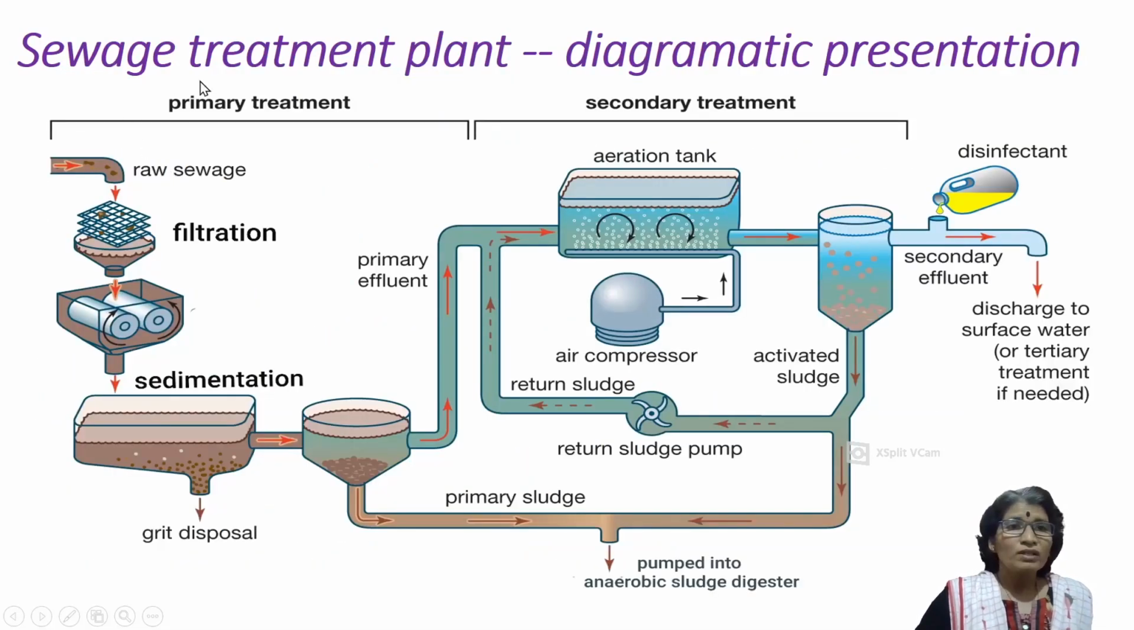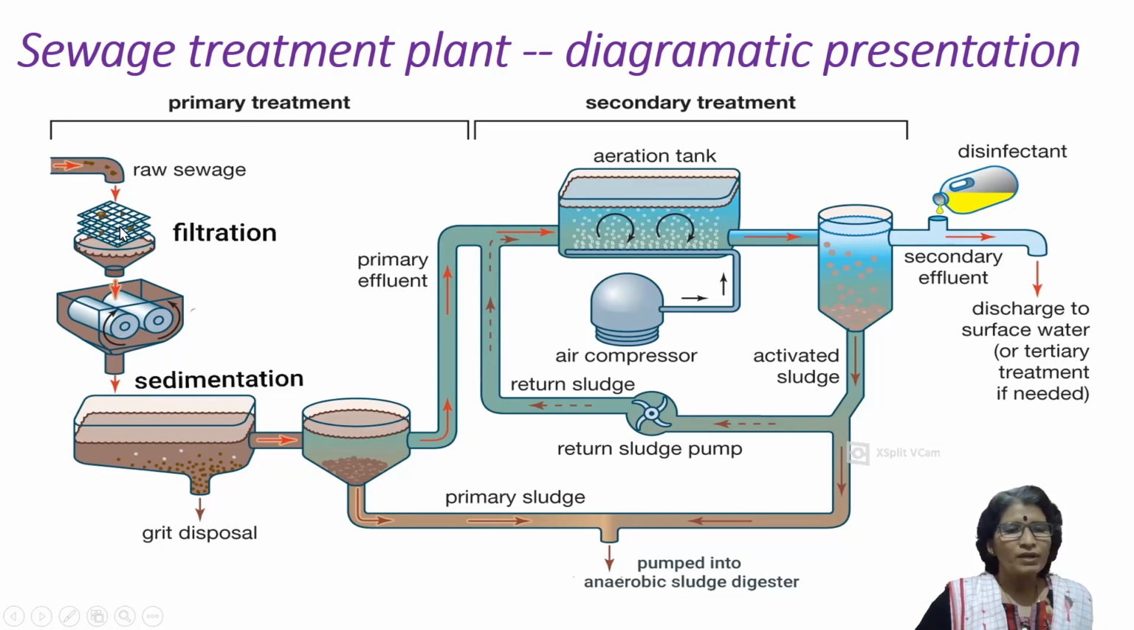This is the sewage treatment plant, a diagrammatic presentation. Up to here, this is primary treatment. Then the next one, this is secondary treatment. One by one, I will explain. Through this pipe, raw sewage is coming and passes through some filters. These filters separate floating debris. So by filtration, floating debris is removed from raw sewage.